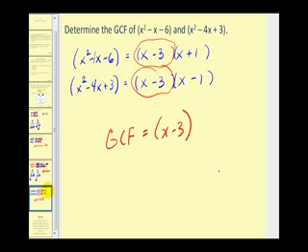One of the things that's very common is to get confused between the greatest common factor and the least common multiple. So you may want to watch the video on least common multiple next if you haven't already.